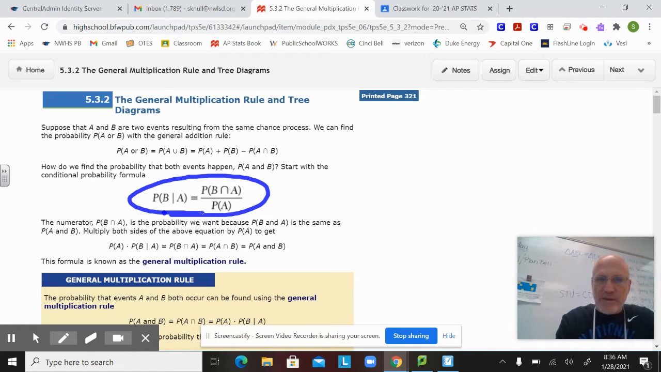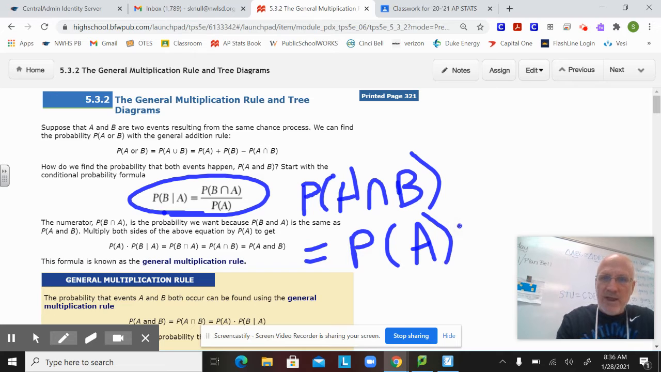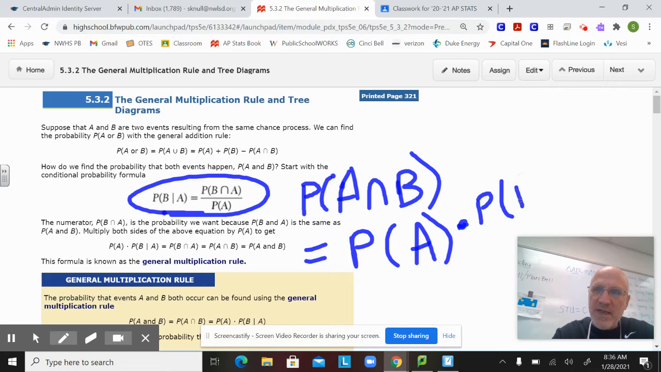And this is the general multiplication rule, which is the probability of A intersect B equals the probability of the first one times, not sure why my font is so fat here, but I'm just going to keep going with it, times, that's a times sign, the probability of the second one given the first one happened.